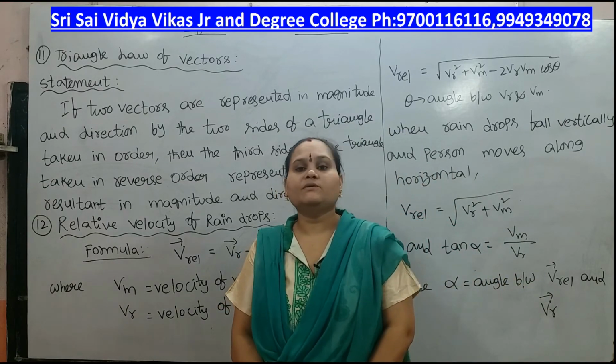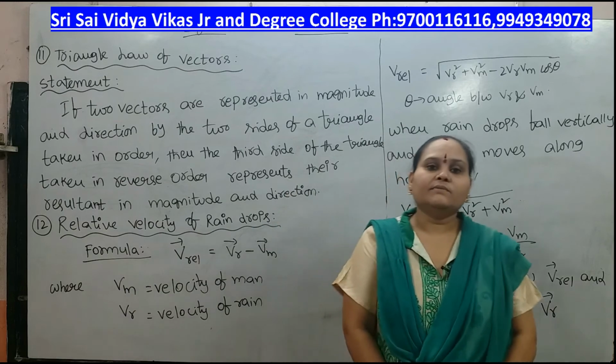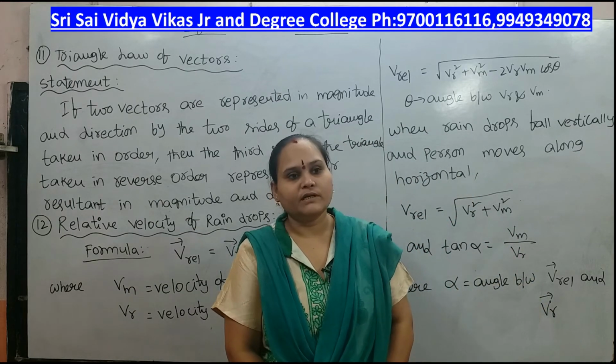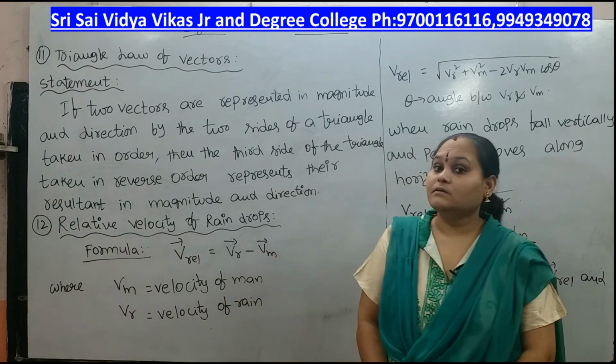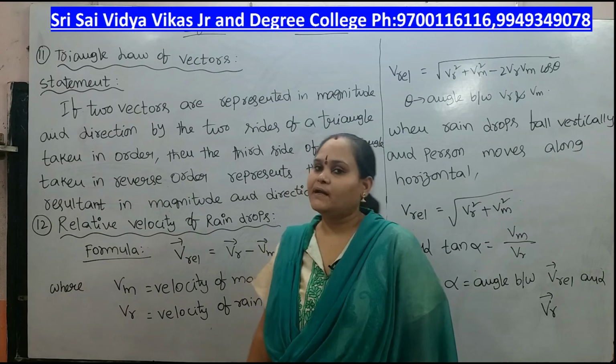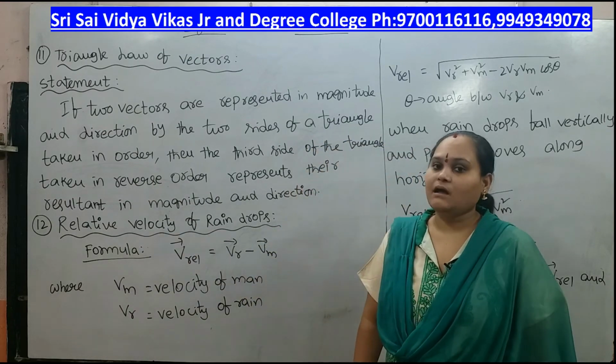Theta is the angle between R and B, then B cos theta is the horizontal component and B sin theta is the vertical component. Now we can draw the diagram, then we can calculate the magnitude and direction of the parallelogram. Here the resultant is R.